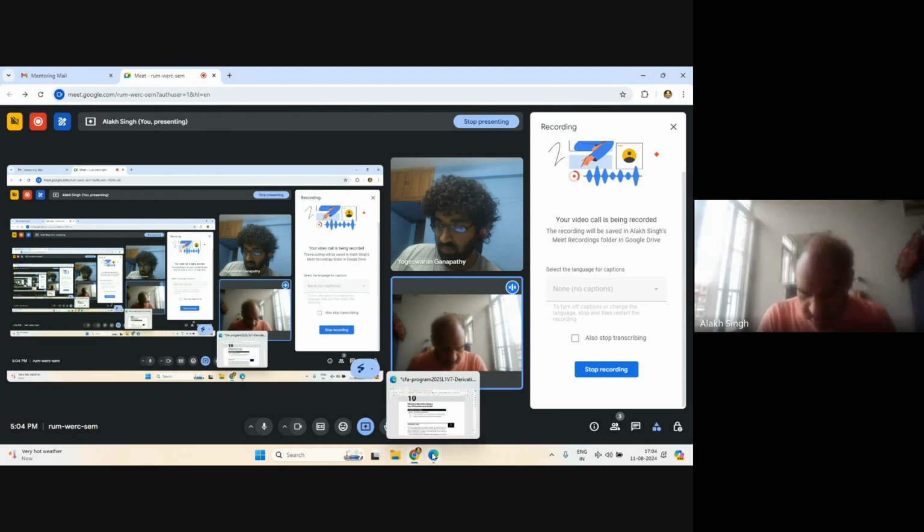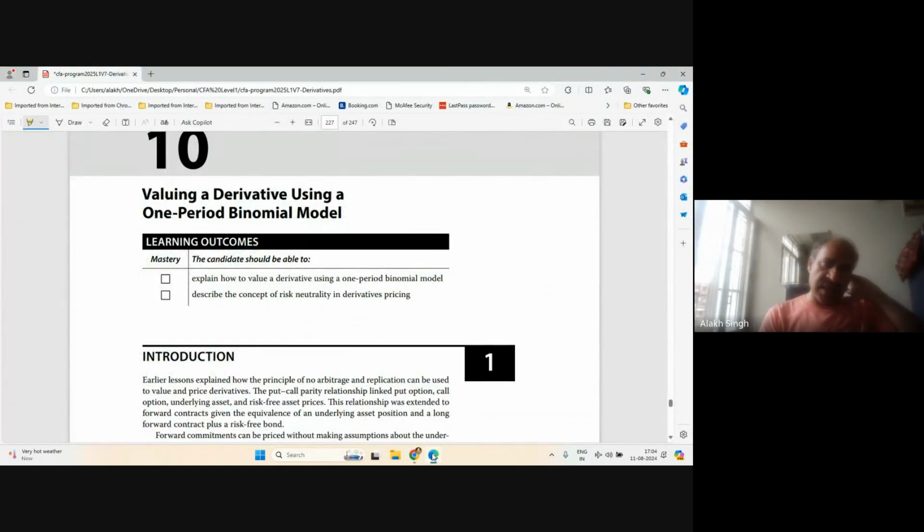So today we are going to study chapter 10, and that is valuing a derivative. The method is the one period binomial model. So here it is only one period. If we have two periods, then we will have a binomial tree, or we can go even three period or four period, depending upon the need of the accuracy. So moving from one period to two period is not difficult.